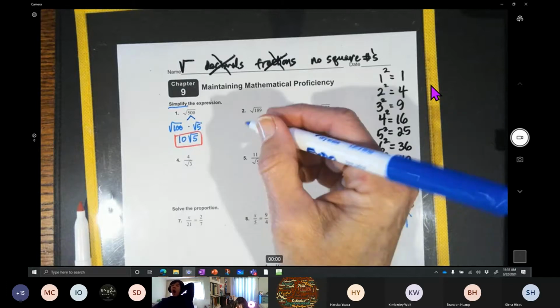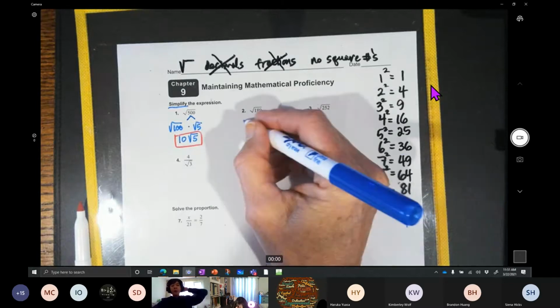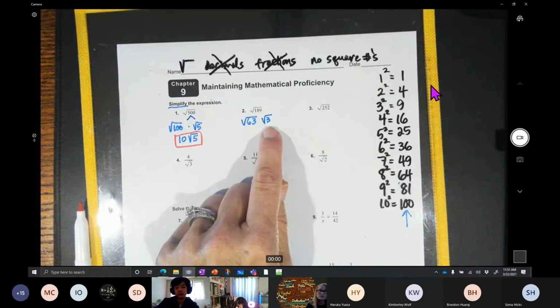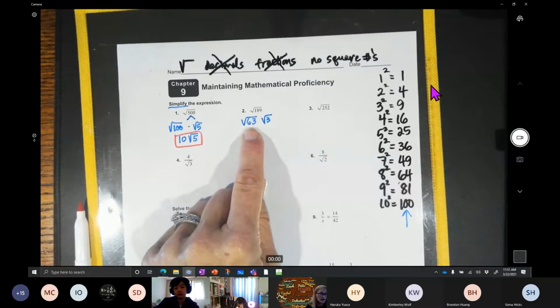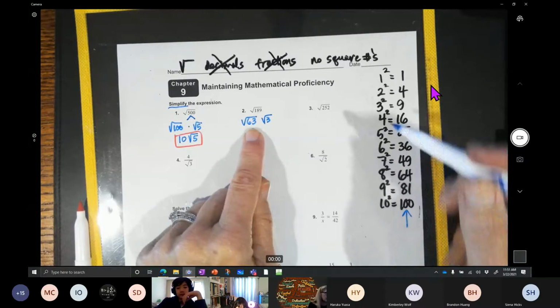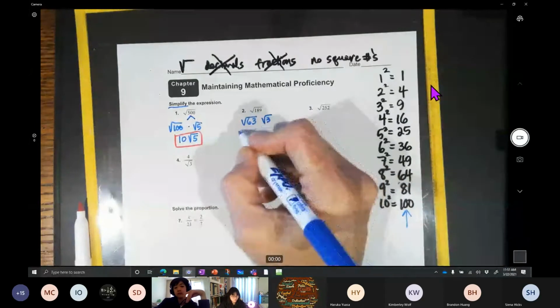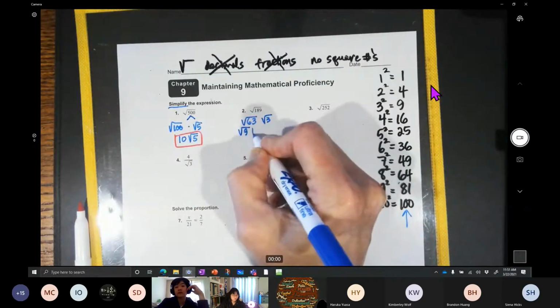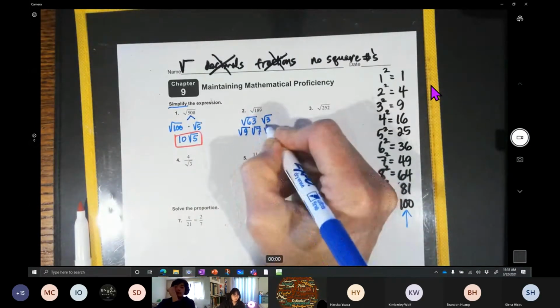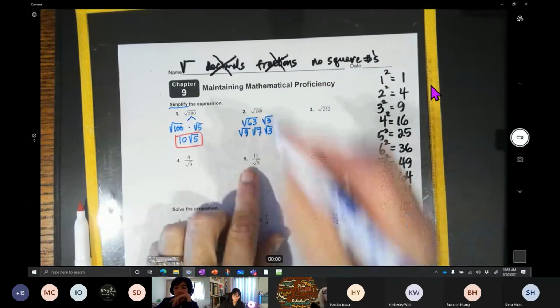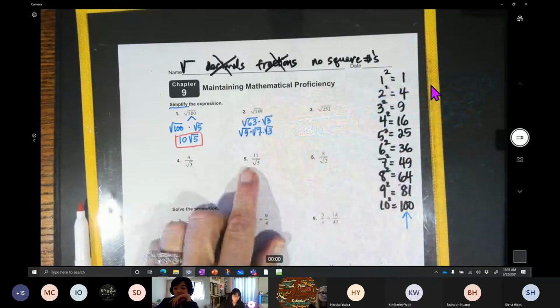Okay, so that's going to give me 63. Well, this is okay, but this is not, because now I see that 63 is 7 times 9, and 9 is a number in this list. So I'm going to have to write this as 9 times 7. I still have the 3. Okay. And these are all multiplied.